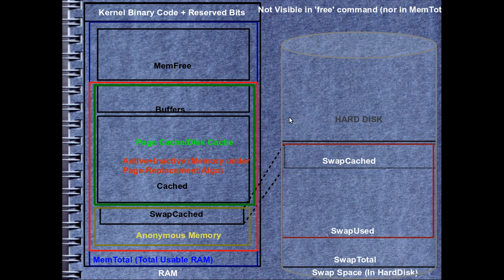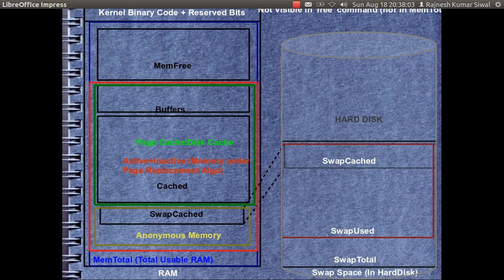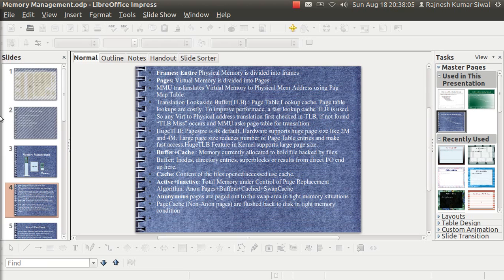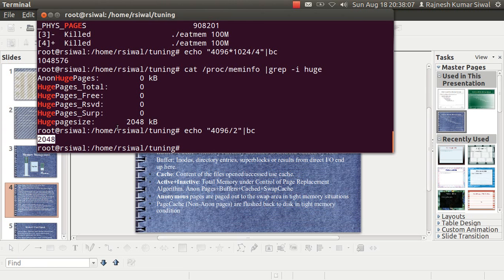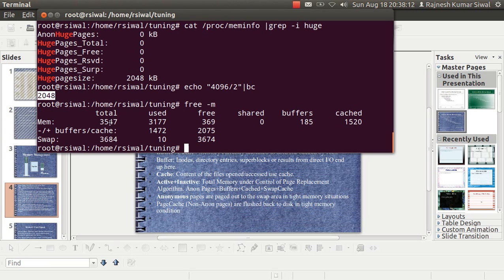Now here is the structure of the RAM. Now in this laptop I have nearly 4 GB of RAM. It should be 4096 MB of RAM, but if I look into the output of free -m, I would see that's nearly 3.5 GB of RAM. So where is all the RAM gone?